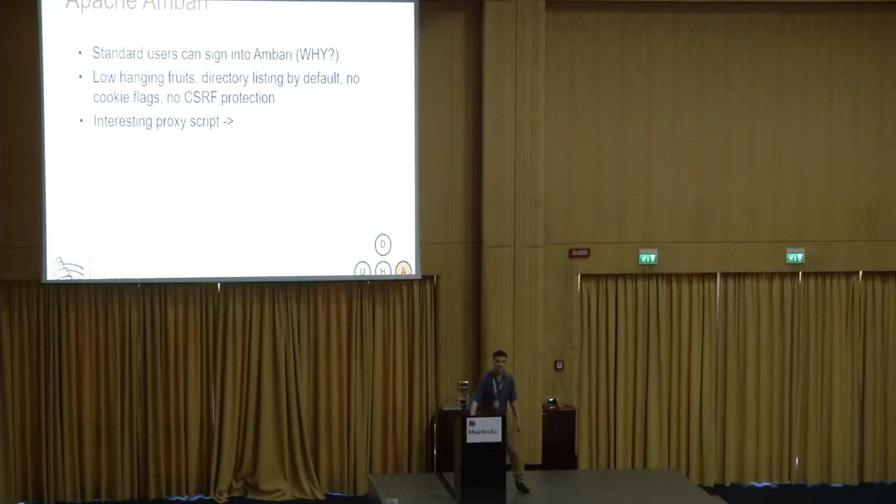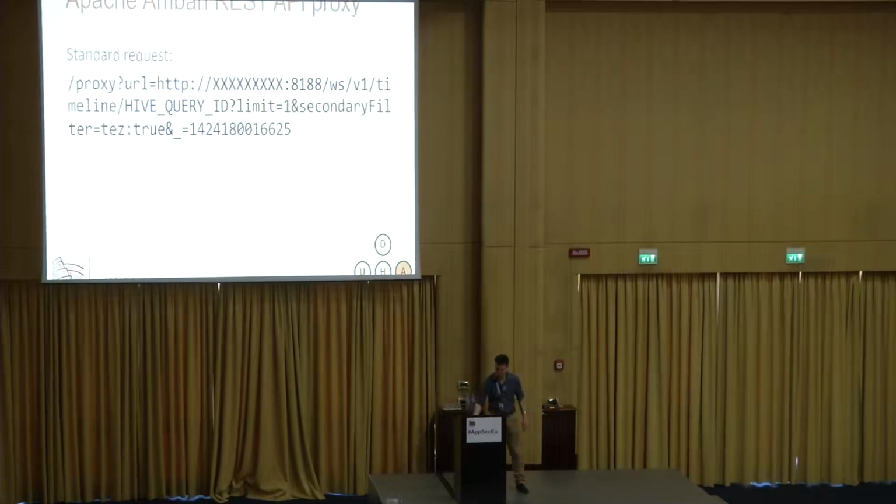OK. We found an interesting proxy script. So the URL is as follows. It proxies to some other URL. And this is an internal URL in the DMZ zone in the Hadoop cluster. And it returns some data, right? So what would you do with such a proxy script? Maybe tamper with it using other values for the URL, right?